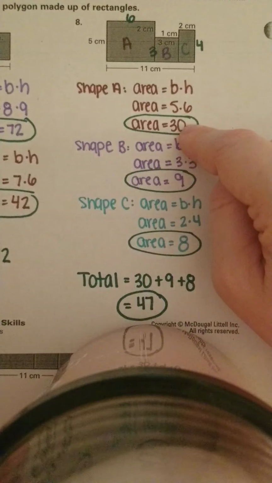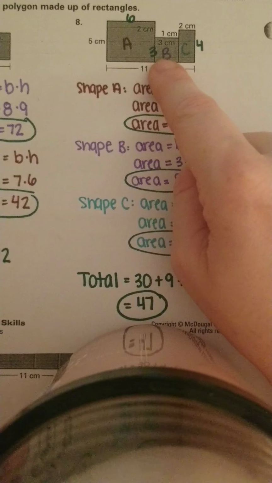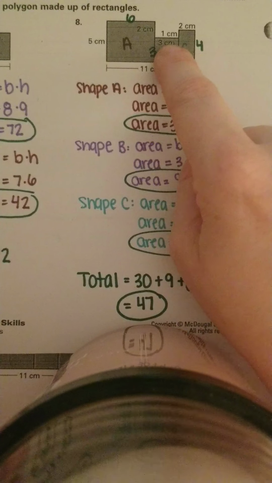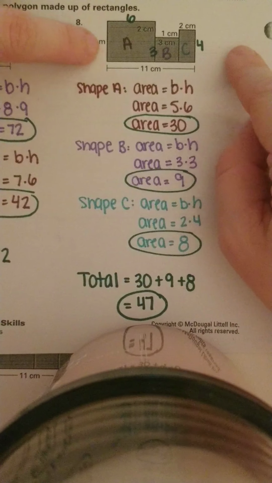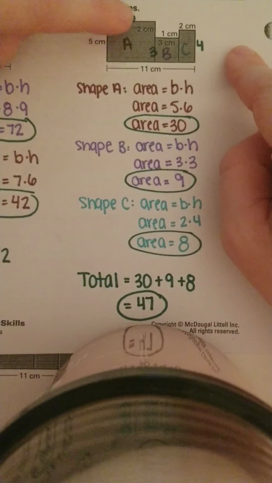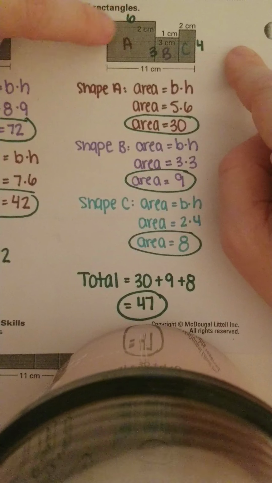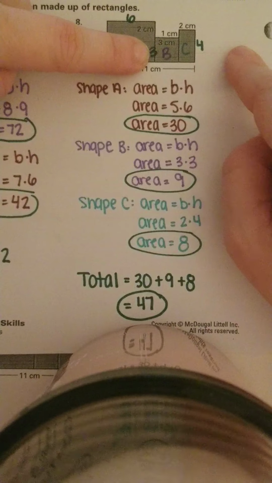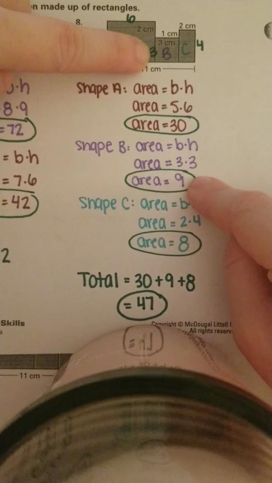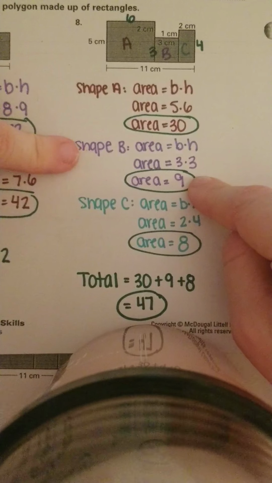But so it's 30. For shape B, they gave us our base, which was 3, but we had to find our height. So it told us that our whole height is 5, but we have this little piece, which is 2. So 5 minus 2 gave us 3. So 3 times 3 gave us 9. So that's the area for shape B.